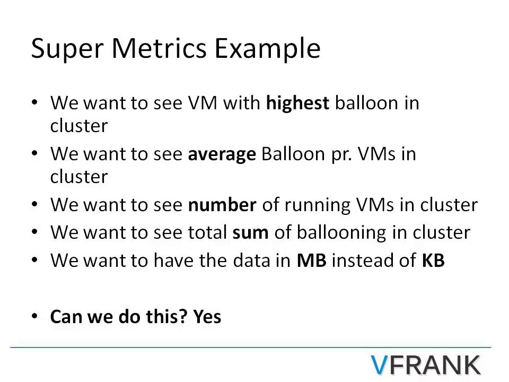And to take some examples of this, what other metrics could we do instead of just dividing, changing something from kilobyte to megabyte? Perhaps I want to find the virtual machine with the highest amount of ballooning on a cluster basis. Perhaps I want to see the average balloon per VM in a cluster, the number of VMs running in the cluster, and the total sum of ballooning in this cluster. And I want to have this data in megabyte instead of kilobyte. Can we do that? Of course we can do that with the supermetrics, and it's very accessible actually.